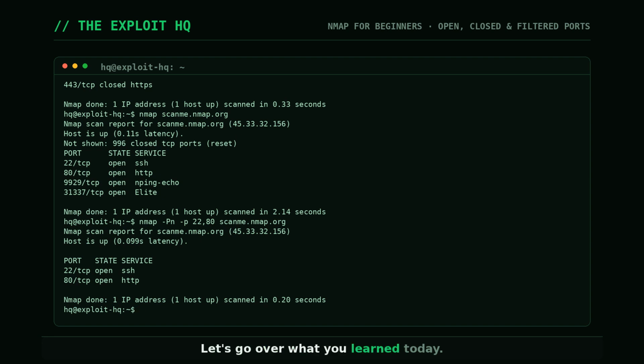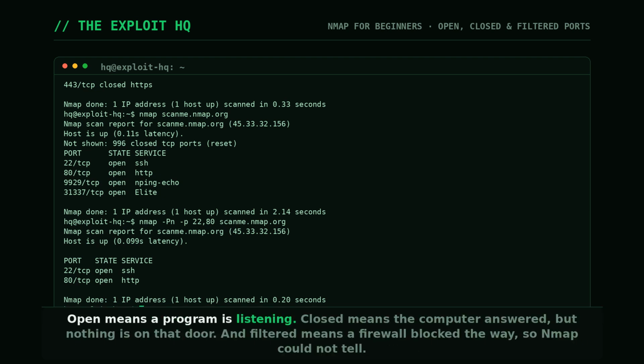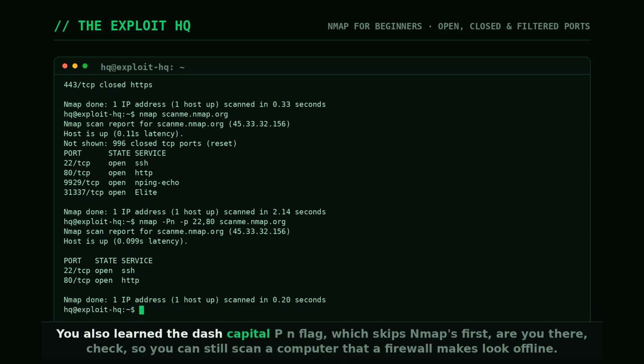Let's go over what you learned today. You learned that Nmap gives every door a state, and the three you will meet most are open, closed, and filtered. Open means a program is listening. Closed means the computer answered but nothing is on that door. And filtered means a firewall blocked the way, so Nmap could not tell. You also learned the capital PN flag, which skips Nmap's first "Are you there?" check, so you can still scan a computer that a firewall makes look offline.